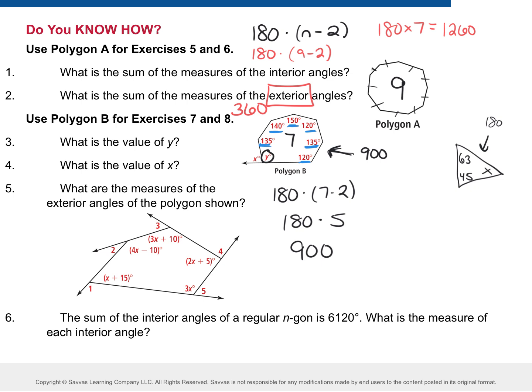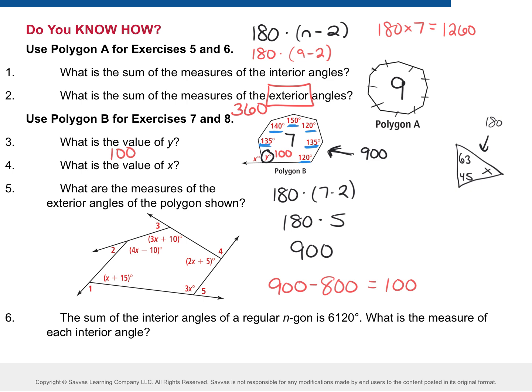What do you get when you add up all those? You should get 800. Everyone get 800? Okay. What's 900 minus 800? 100. That is y. So that's your answer to number 7.